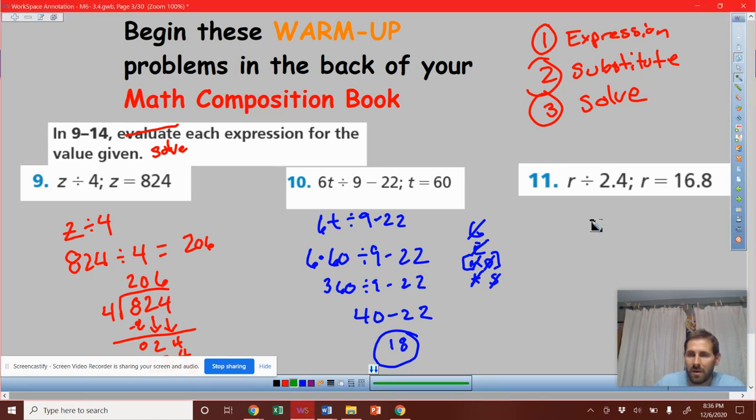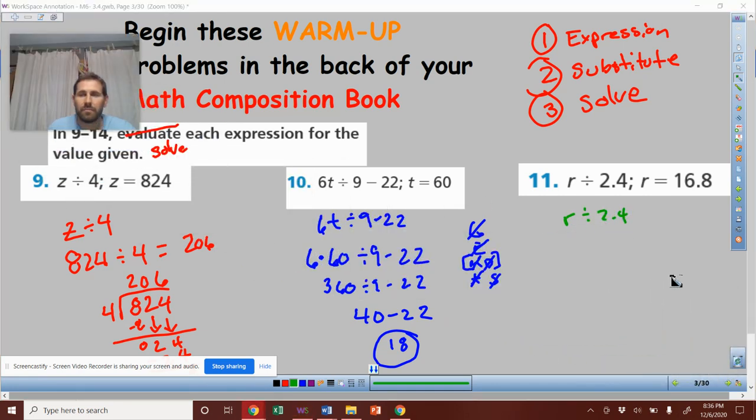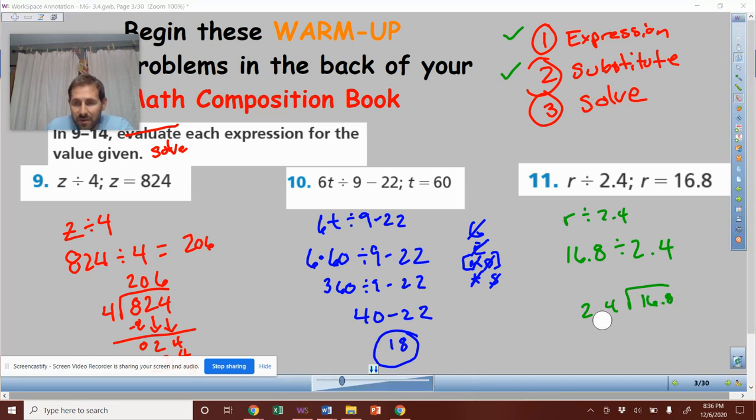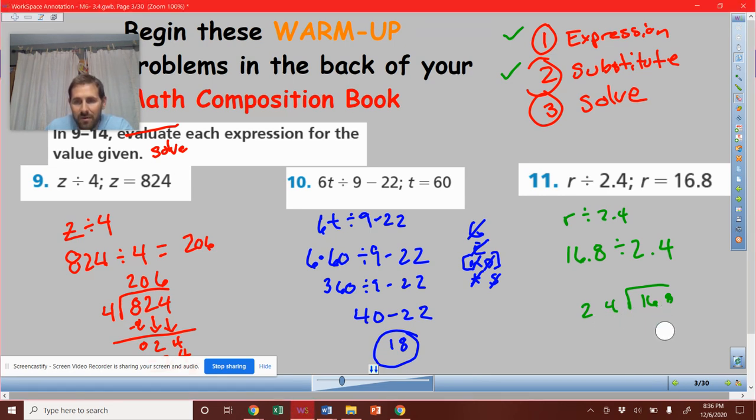So last problem, write down the expression r divided by 2.4. Now substitute in 16.8 divided by 2.4. So number 1, we wrote down the expression. 2, we substituted in. Now we got to solve. So we're doing 16.8 divided by 2.4. Well, what we got to do is move this decimal so it's a whole number, and that means I got to move this decimal too then. So I move that decimal 1 space to make it be 24, then I got to move this one to make it 168. So we're going to have some work ahead of us, okay?